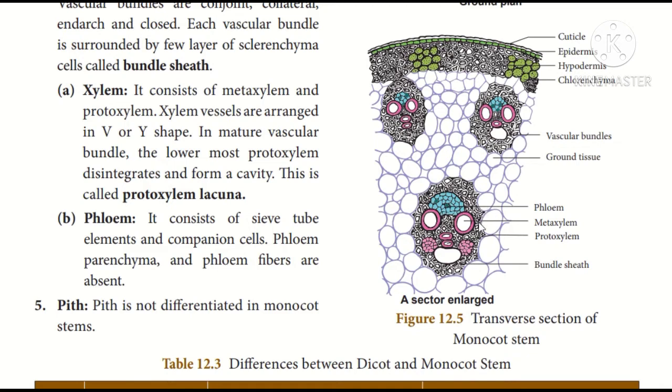This is phloem and here it is xylem. They are lying on the same radii. And the next will be the collateral, that is xylem lying towards the center and phloem lying towards the periphery. And endarch, that is protoxylem. Early formed xylem is called protoxylem. Later formed xylem is called metaxylem. Protoxylem lying towards the center.